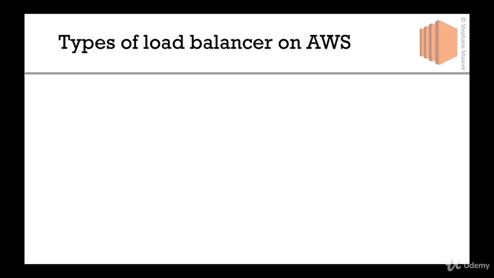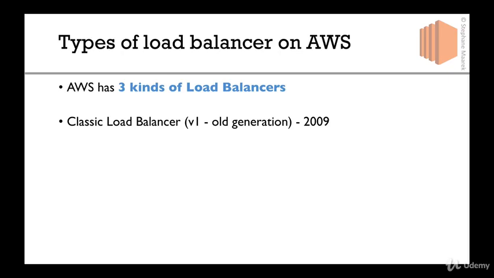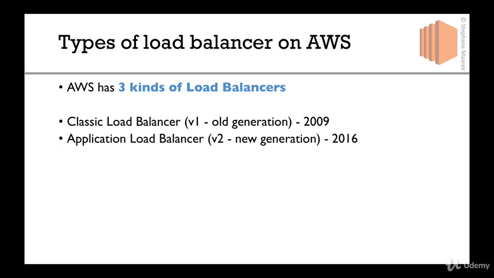Now, what are the types of load balancers on AWS? AWS has 3 kinds of load balancers. The number 1 is the classic load balancer, and that's the most common one. It's called V1 or old generation, and it's from 2009. The number 2 is application load balancer. It's V2, it's newer generation, and it's 2016, so pretty recent. And honestly, I haven't seen any courses that talk about those.